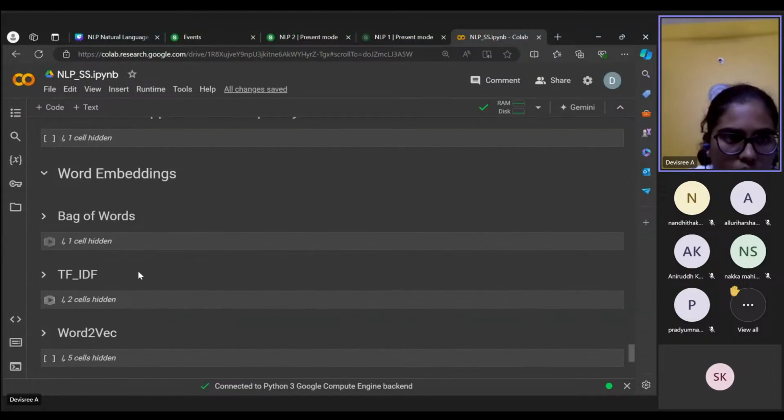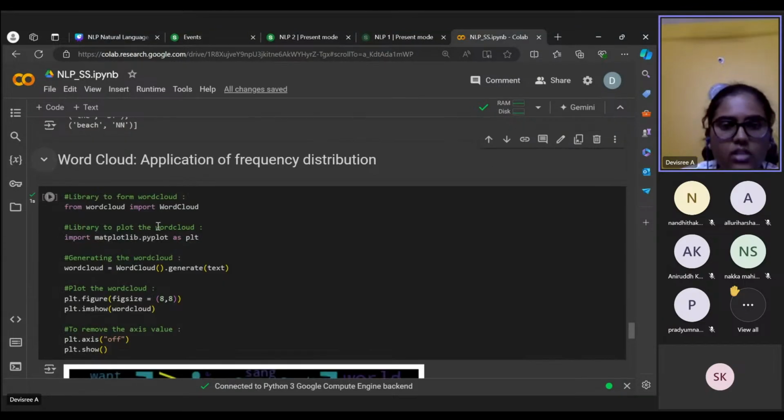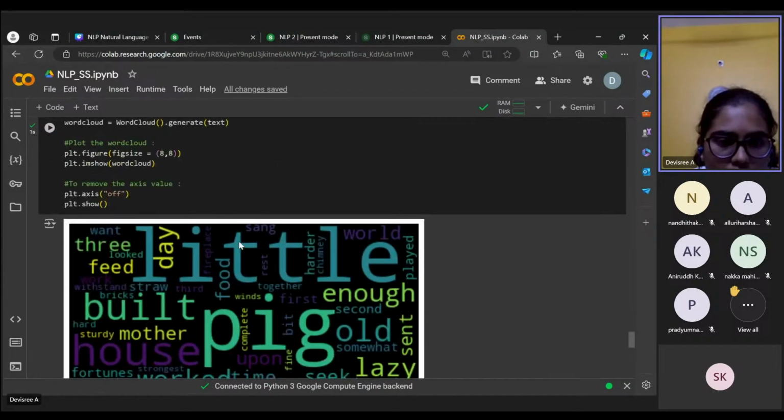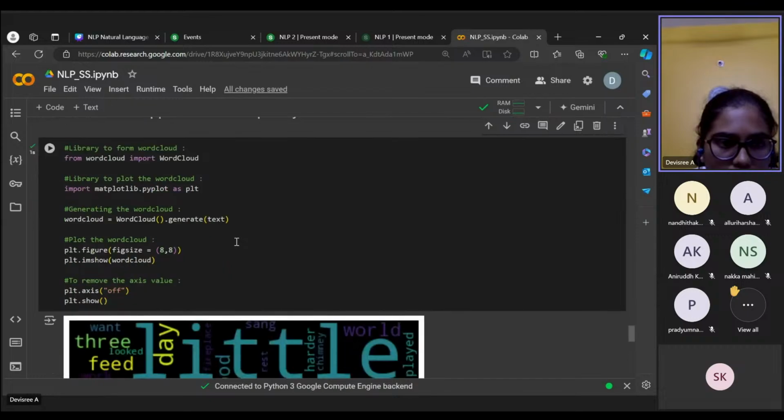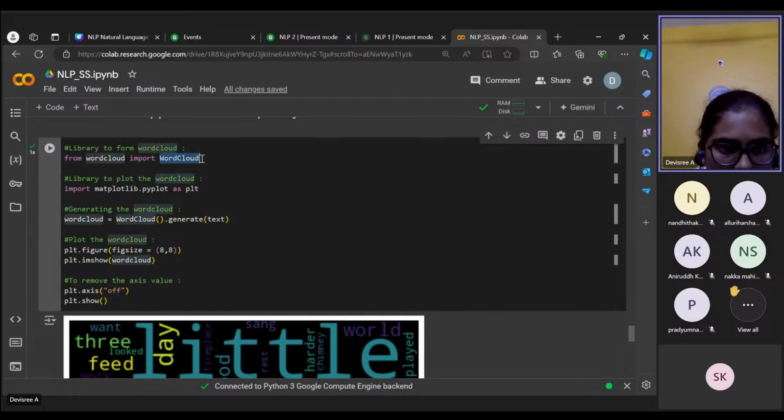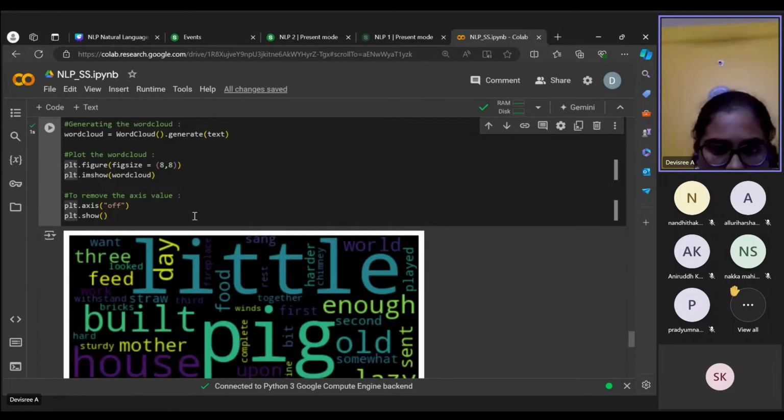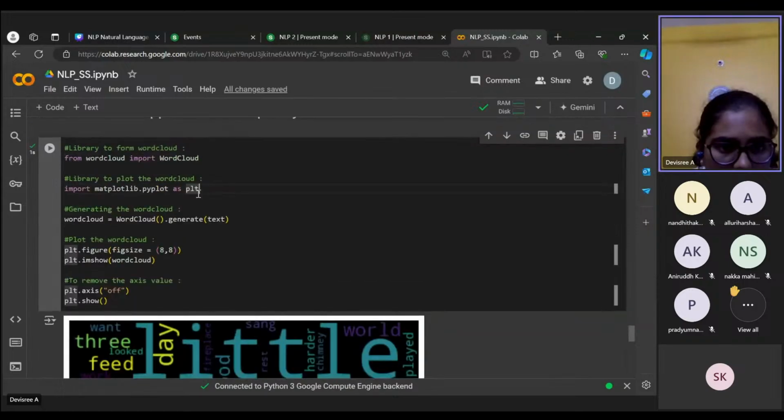Now, the word cloud. The word cloud is a very cool application of the frequency distribution. You might have come across this in other applications as well, I'm sure. So from wordcloud, we import WordCloud, and we use matplotlib to plot the graph. So wordcloud.generate_text takes the text as the input.